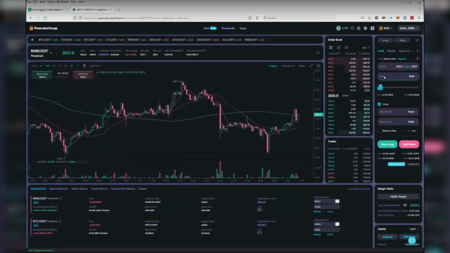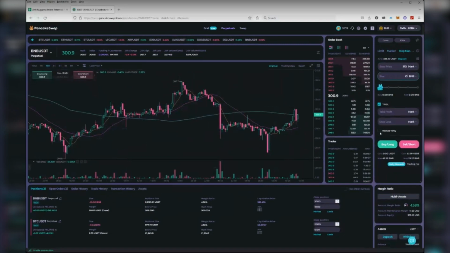Basically, I have to buy back the tokens that I shorted. So I would have to do a stop market order. Stop price at 310. Size 10 BNB.